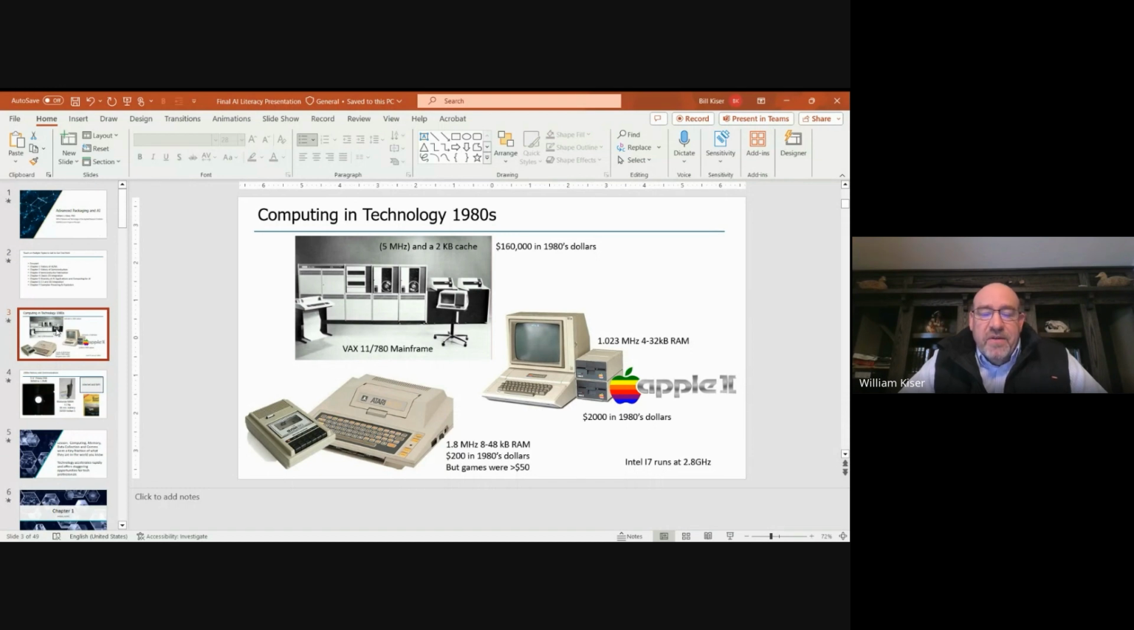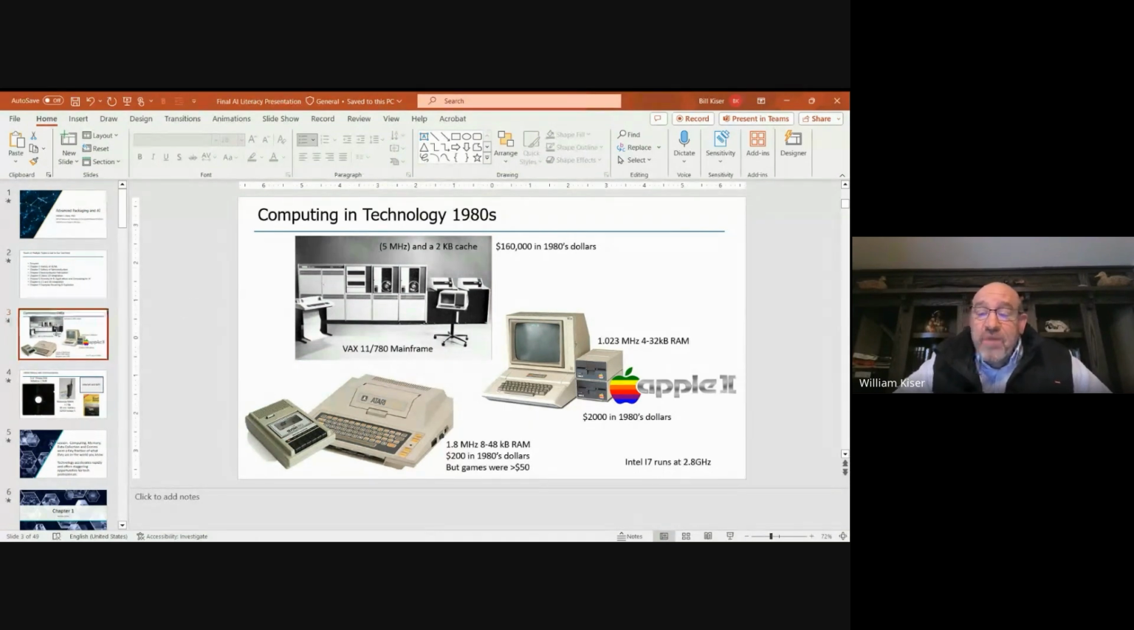Your gaming console, and there were a variety of them, mine happened to be an Atari 400, ran at 1.8 megahertz, cost $200 in 1980s dollars. Games were $50. What you'll notice about both the Atari and the Apple II is that there's really not much solid state memory. The Atari came with a cassette drive. That was your magnetic memory that you had for that.